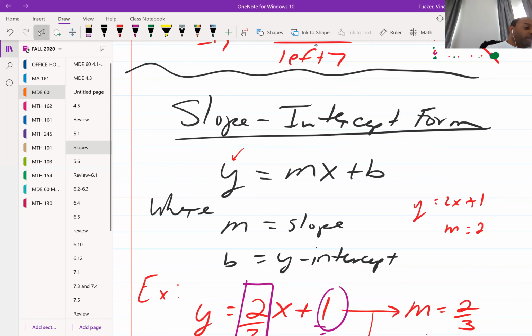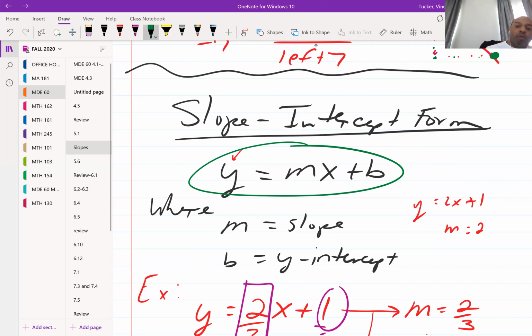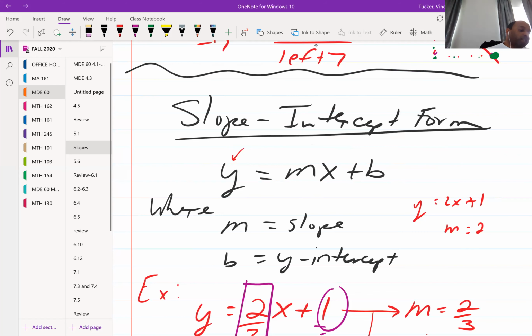Whenever your equation is solved for y and simplified as much as possible, that's considered being slope intercept form. The number that's sitting in front of x is your slope, and the other number is your y-intercept.